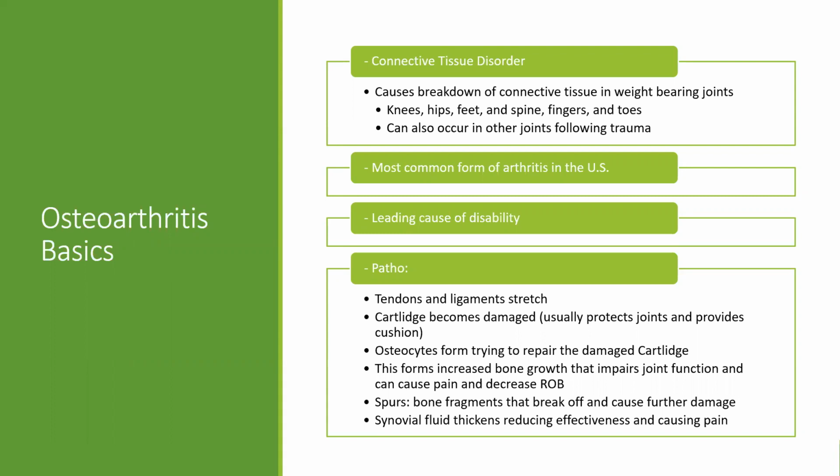the United States. How osteoarthritis develops is you have tendons and ligaments that stretch. As that happens, the cartilage becomes damaged, and this cartilage is usually a protective factor for joints and provides cushion. But as it becomes damaged, osteocytes form and try to repair that damaged cartilage. This increases bone growth that impairs joint function and also causes pain and can decrease the range of motion of that joint. This osteocyte also causes the formation of spurs, which are bone fragments that break off of the bone and sit in that joint and damage the cartilage further.